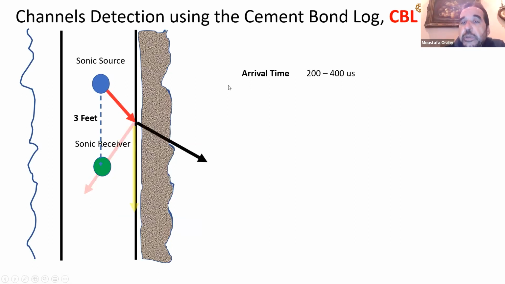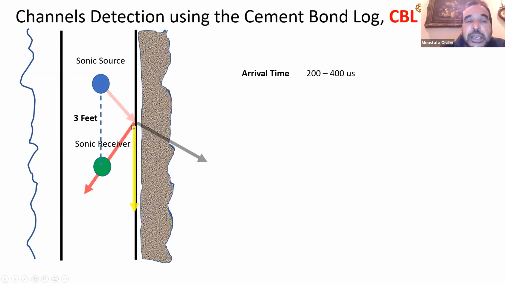The arrival time here is from 200 to 400 microseconds. It depends on the situation, on how bad the bond is, on the casing type, on the distances, on the borehole size. So it will actually vary between 200 and 400 microseconds. So the expectation is that I will receive the first reflection from the casing and the cement bond between about 200 to 400 microseconds. This is one thing, the arrival time.